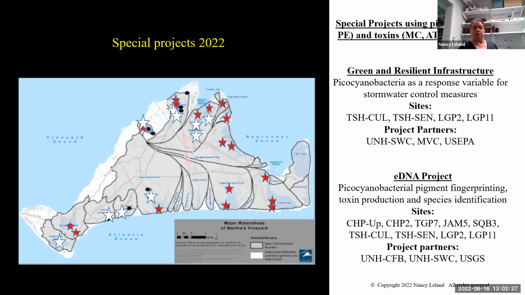Another project that we're working on is an eDNA project. So we will be looking specifically at the picocyanobacterial pigment fingerprinting, its toxin production, and species identification. We do not know yet whether some of these toxin production or cyanotoxins that are produced are associated with particular species of picocyanobacteria, or whether we can make some generalizations about them to the genus level.